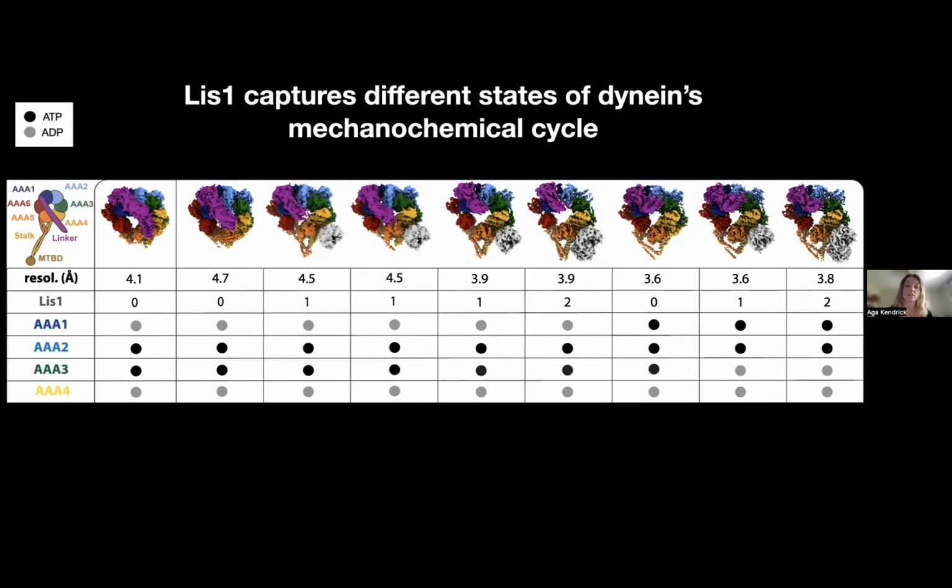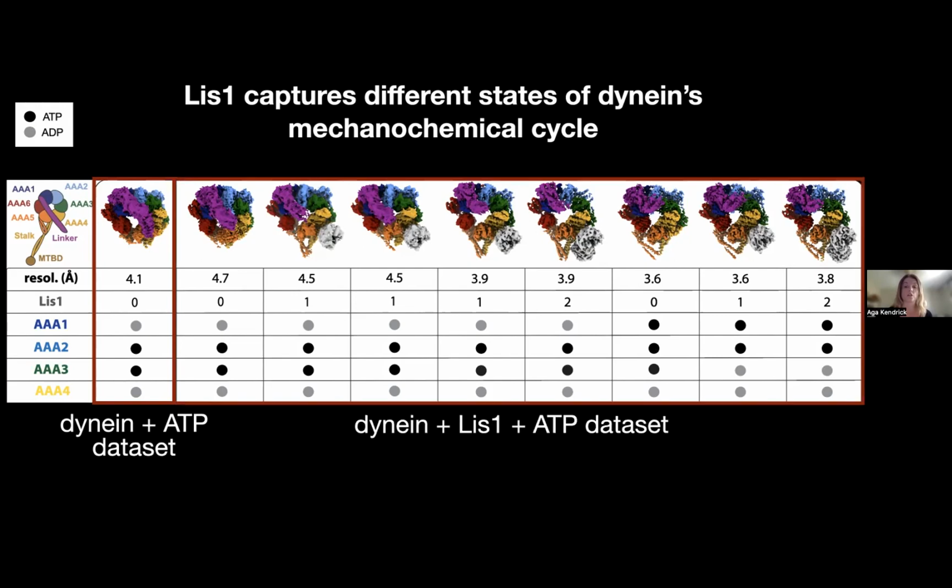One interesting aspect of this data was that if I compare the number of structures I generated from the data set that I collected without LIS1 present, I only got 1 structure. While in the presence of LIS1, I was able to identify 8 different structures that all come from the same data set, suggesting that LIS1 may be stabilizing the different steps of dynein's mechanochemical cycle.